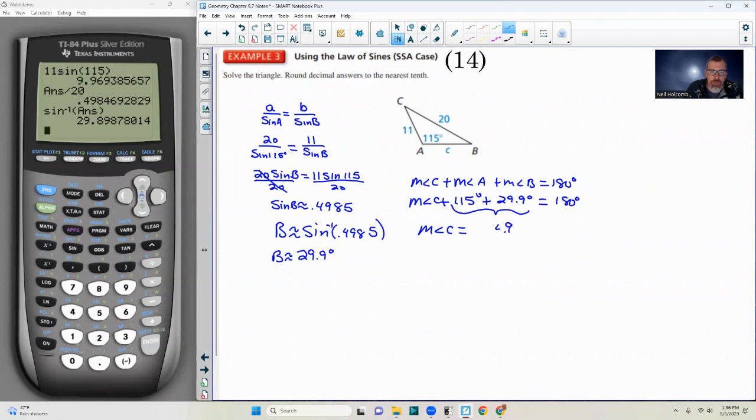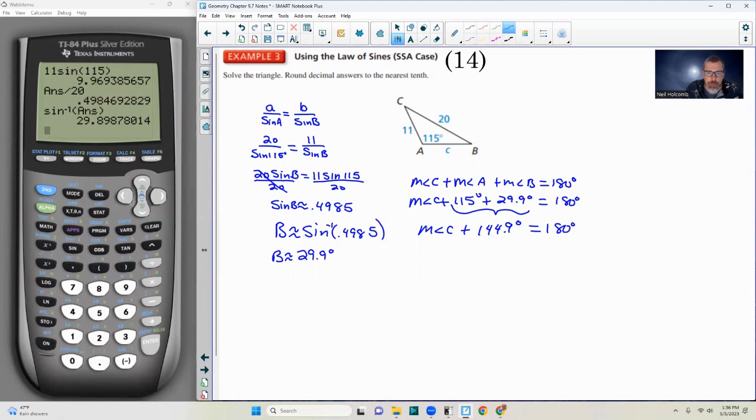9 and 5 is 14. Carry the 1. 2 and 1 is 3. Plus another one is 4. And 144.9 degrees. Oops, not equals. I'm not done. It's plus. That equals 180.